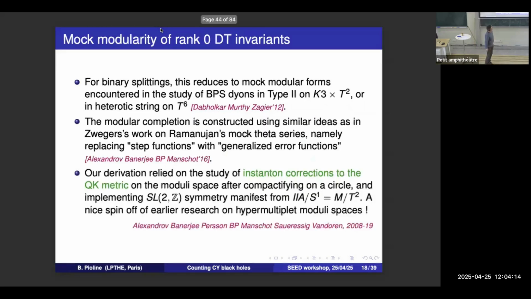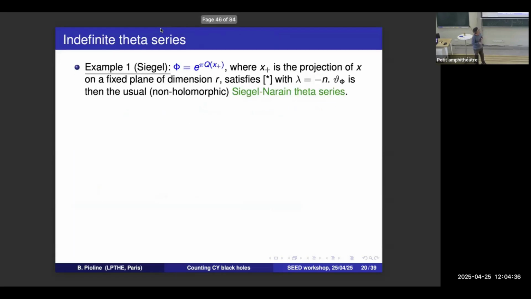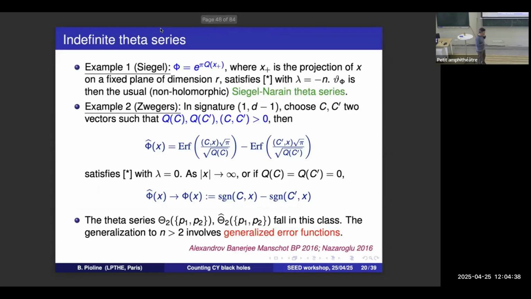Okay, so I have a couple of slides indicating how to produce in general indefinite theta series, associated to indefinite lattices. That's the key feature here. The lattice does not have positive signature, but has indefinite signature. I'm going to skip that story. But there is a rather simple prescription due to Marie-France Vignéras, also in Paris, in a very nice paper from 40 years ago now.